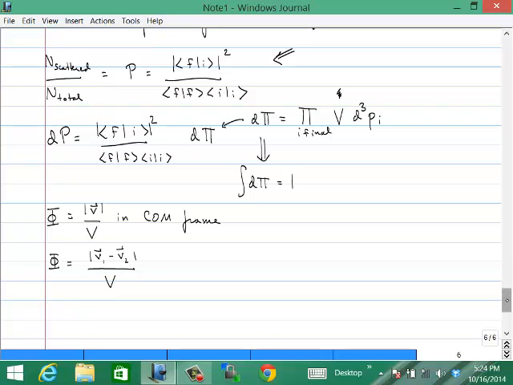So our goal then is to calculate the differential cross-section, which will be 1 over the total time that you're running the experiment, the total time interval you're considering, times the flux, times the differential probability.